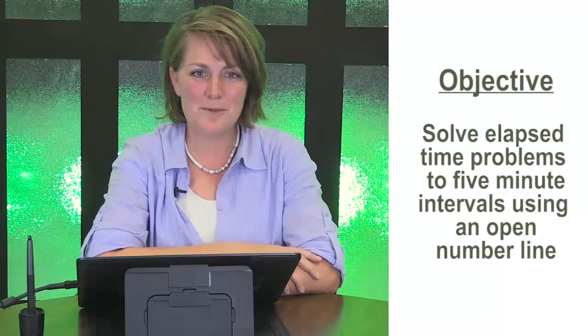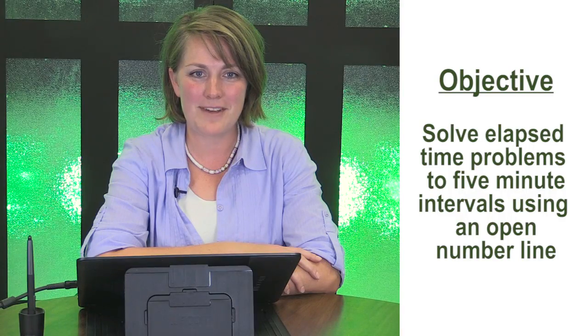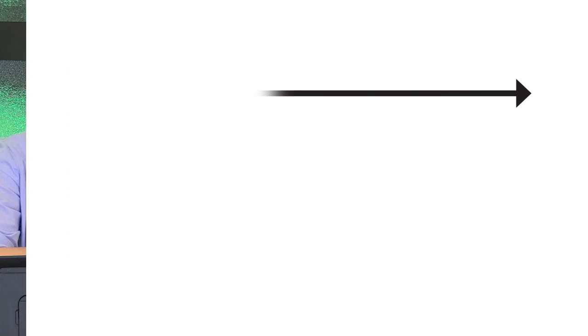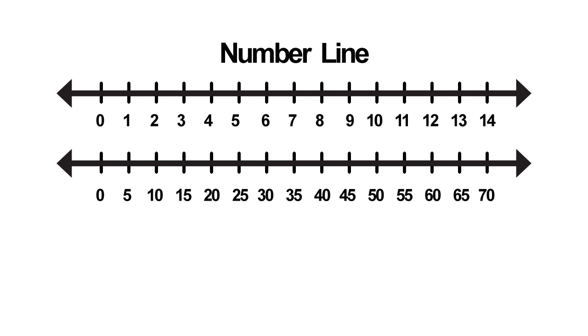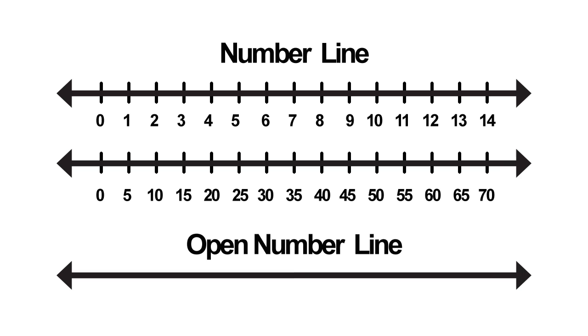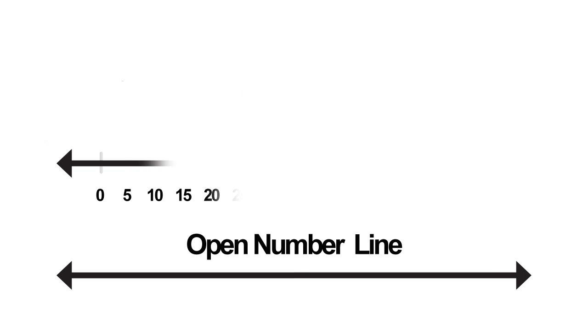In this lesson, students will be able to solve elapsed time problems to 5-minute intervals using an open number line. By this point, students should be comfortable partitioning number lines in a variety of intervals. In previous lessons, they also have had experience using open number lines with whole numbers.